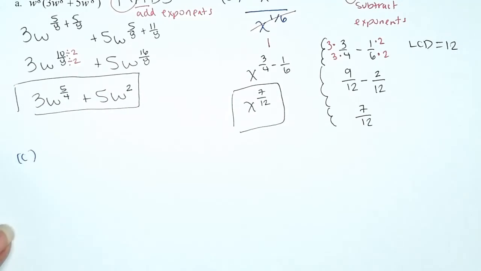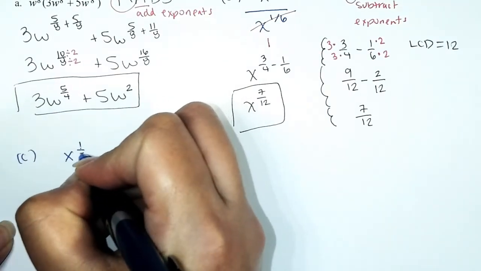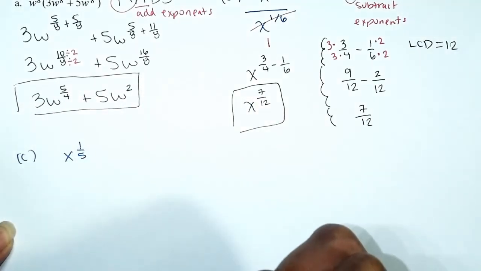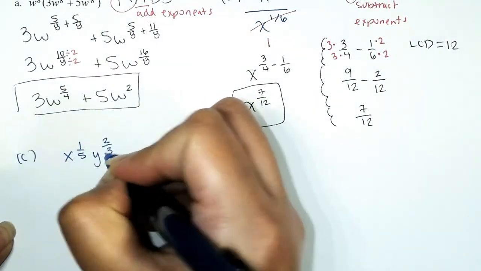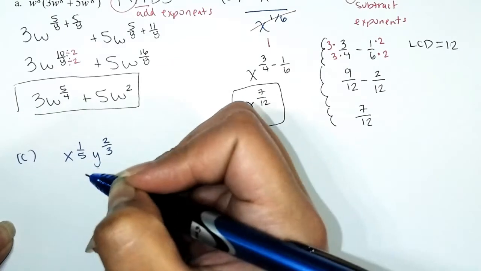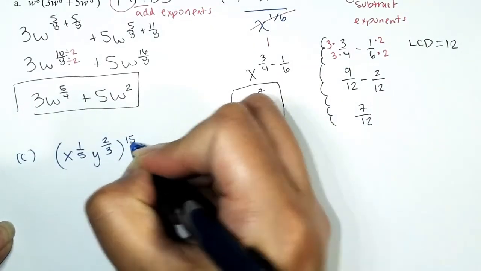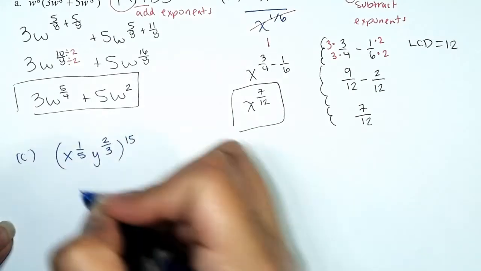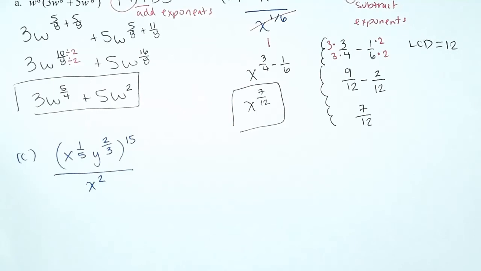So letter C, where am I? We have x to the 1/5 times y to the 2/3. That product raised to the 15th power, and then we're going to divide that by x squared. Cool. All right. So yes, we have a fraction. Yes, we want to make sure it's reduced.